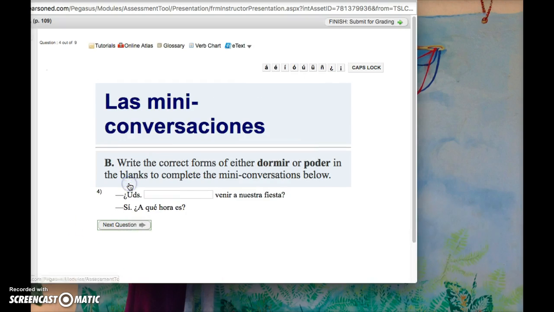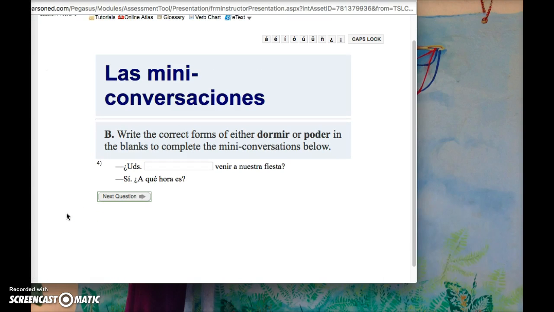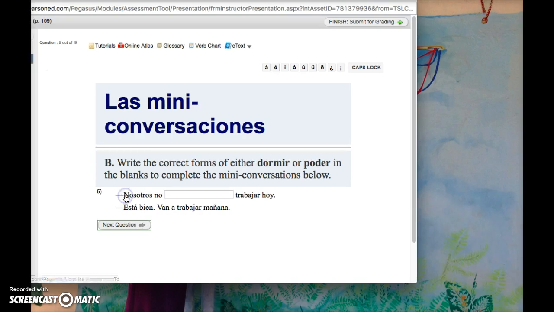Número 4. Again, choosing between dormir and poder. Pay attention to which form they're looking for, especially when it's a question. Notice how they're starting the question with the upside down question mark. Okay, continuemos. Número 5. Still deciding between dormir o poder. Okay, remember you can pause it.